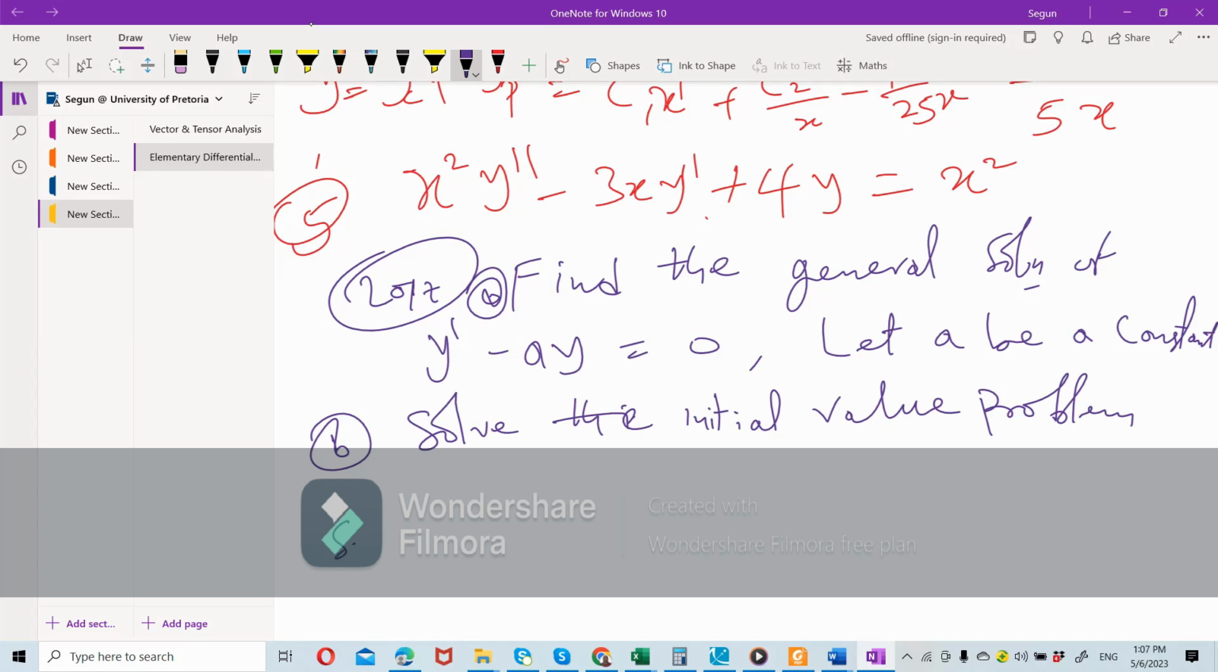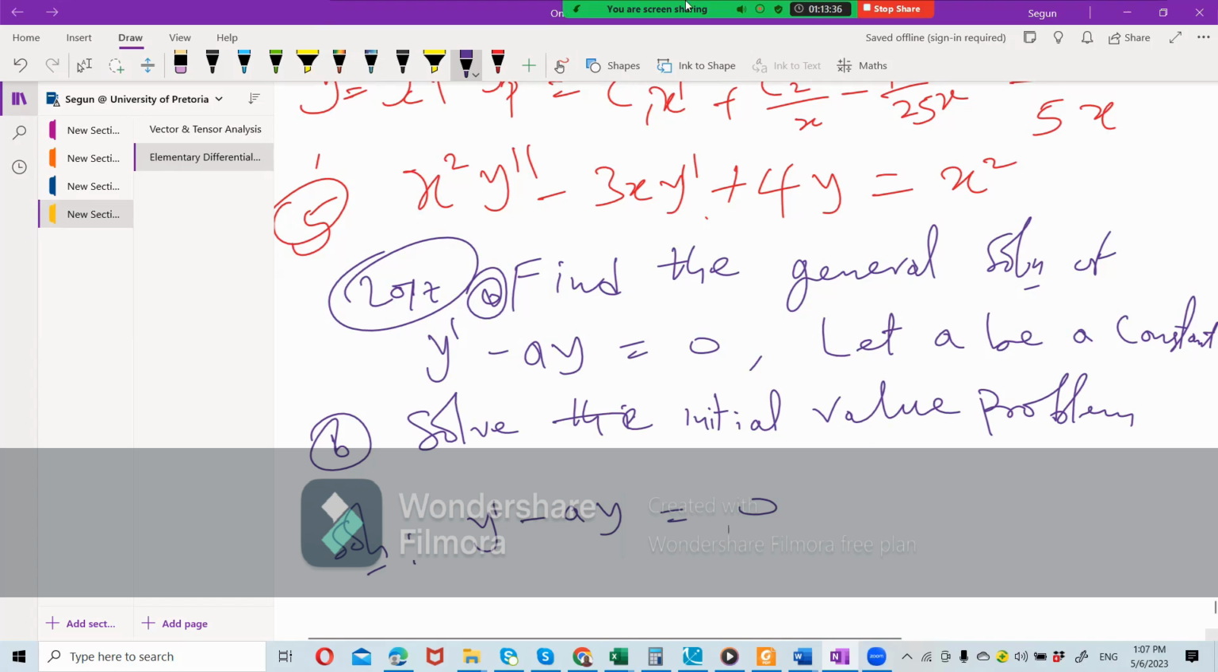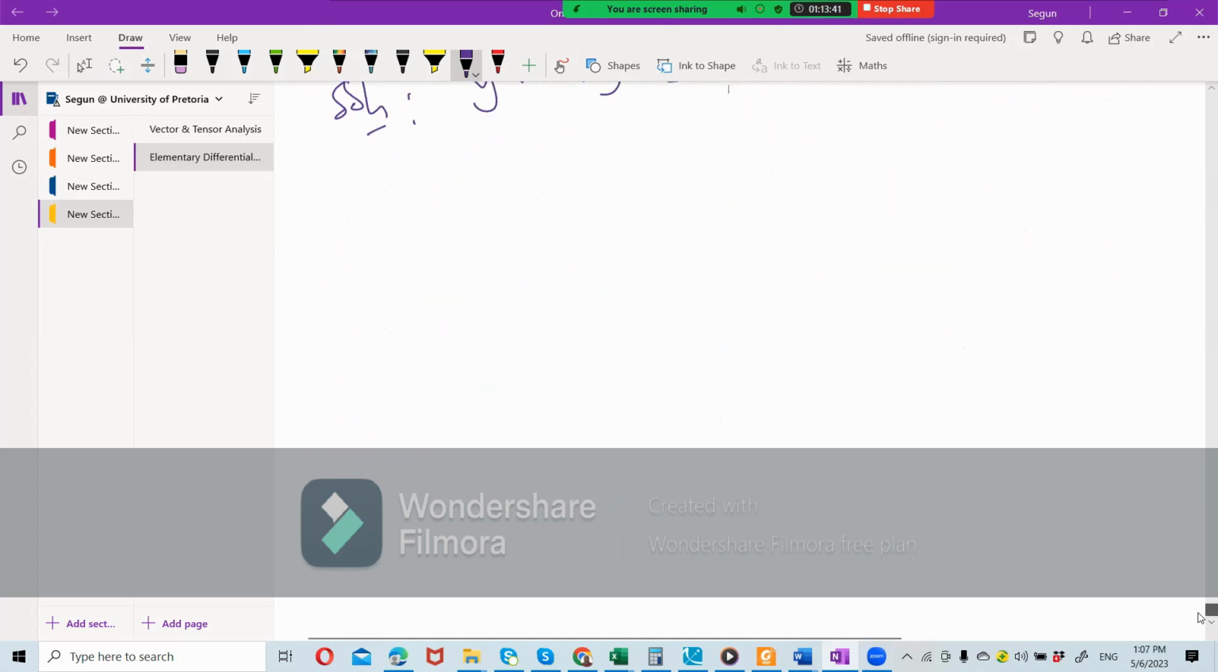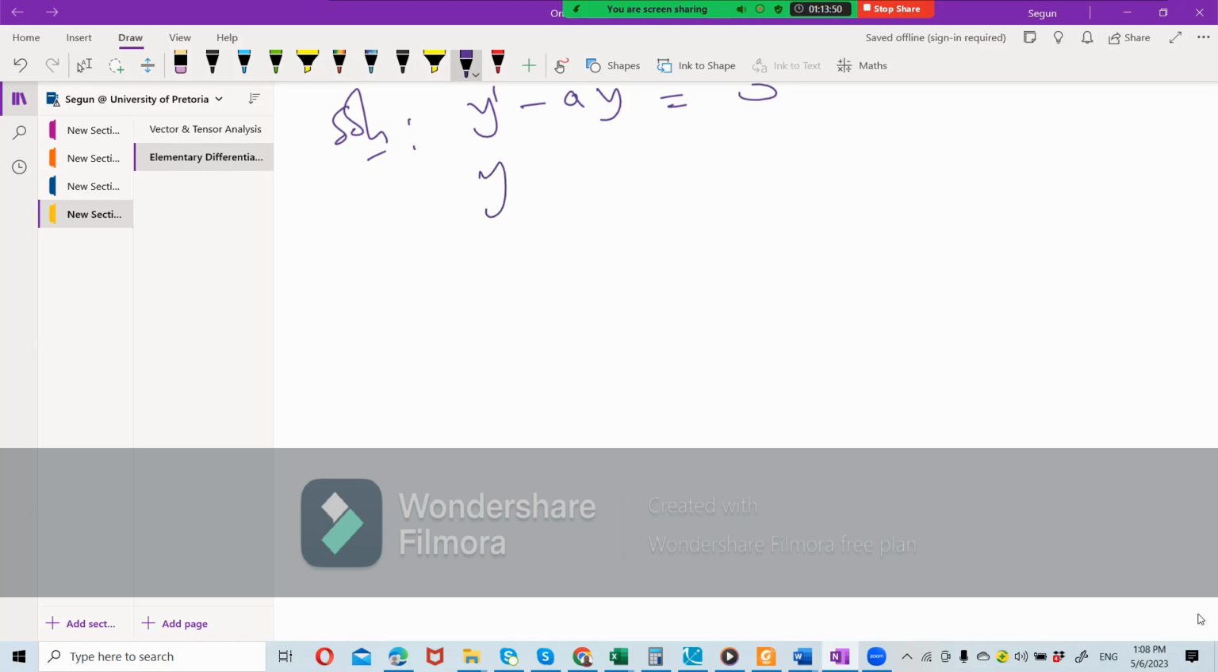So how do we solve this one? Solution now. Remember that you have y prime minus ay equals to 0. I'm solving the question. This is the part of the exam question. So you have this, which I can rewrite by making a the subject of formula. I say y prime equals to ay. Our a is equals to y prime over y.